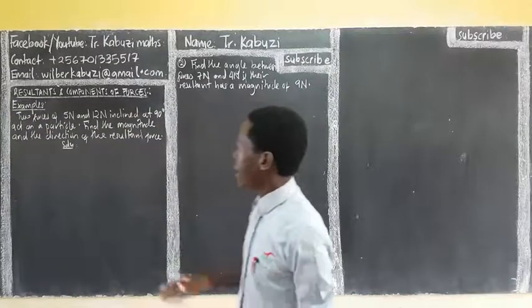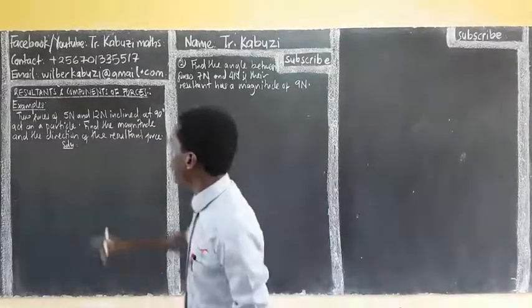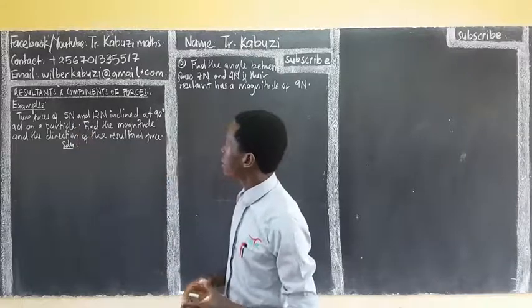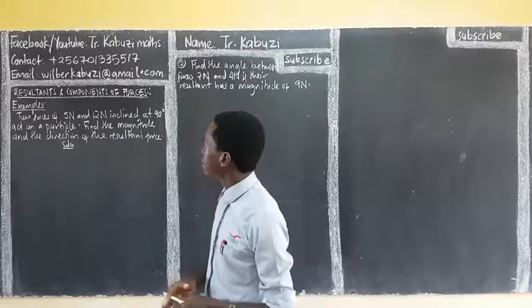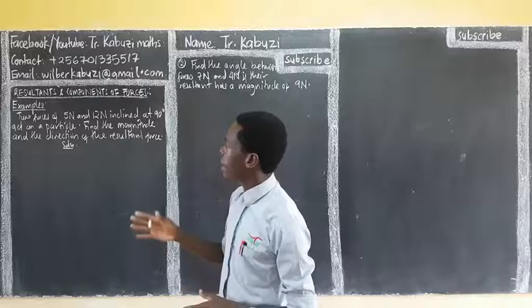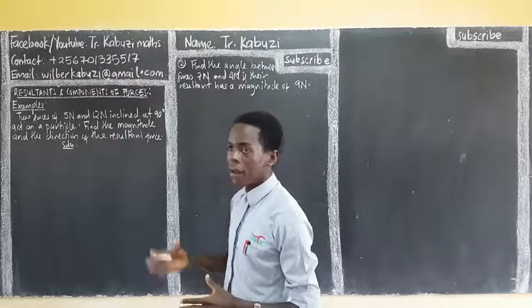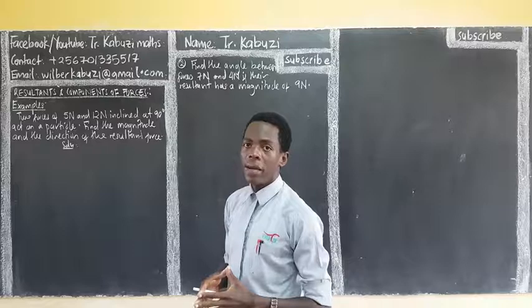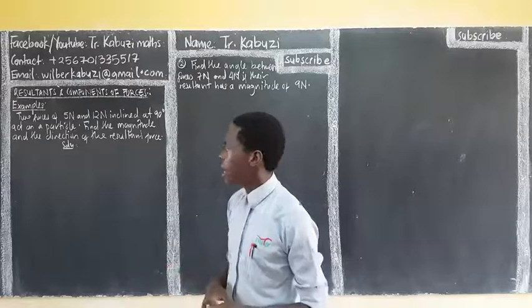So let us see how we can go about this one. Two forces of 5 newtons and 12 newtons inclined at 90 degrees act on a particle. Find the magnitude and the direction of the resultant force. We said when the angle between them is 90, this is the easiest question you can attempt.